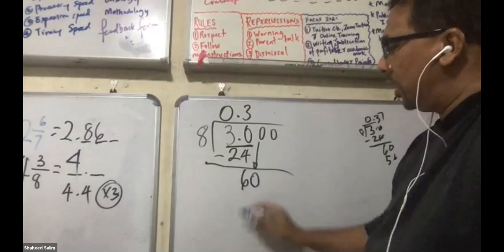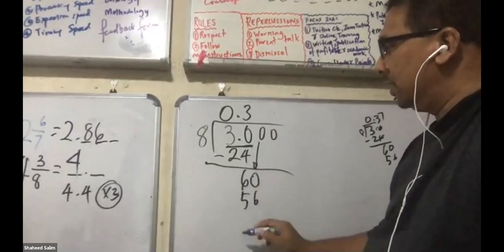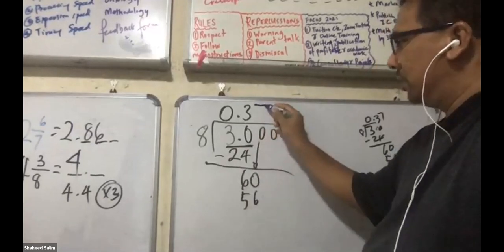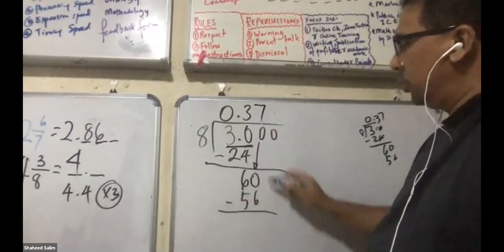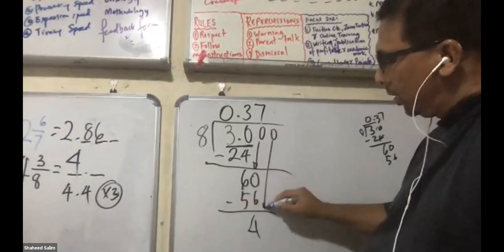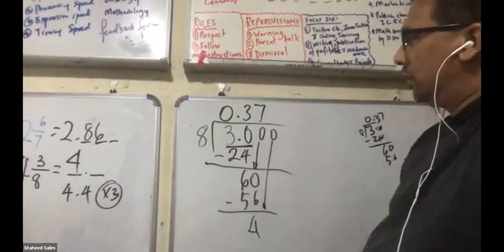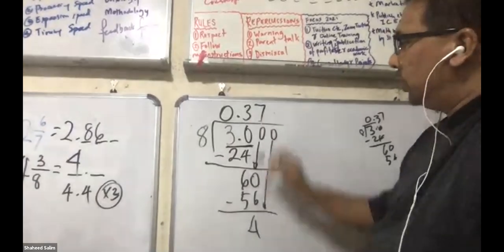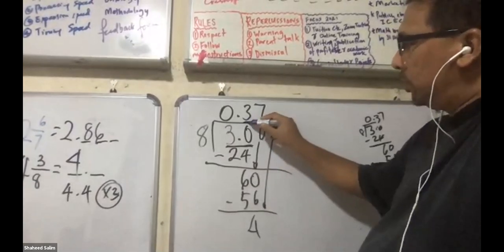Bring down the 0, 60. 60 divided by 8, well, 56 can divide by 8. 56 divided by 8 is 7. All right? And then you minus, you get 4. You can bring down, but we don't need to continue. We just do until 0.37. So we want to stop here.